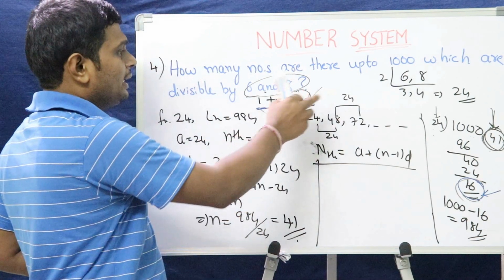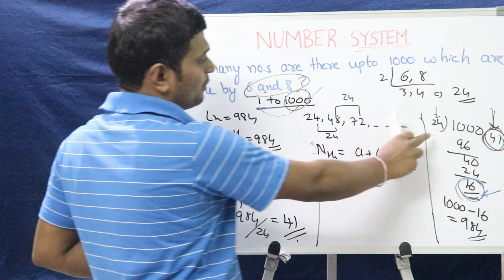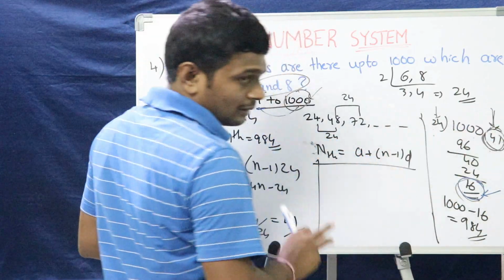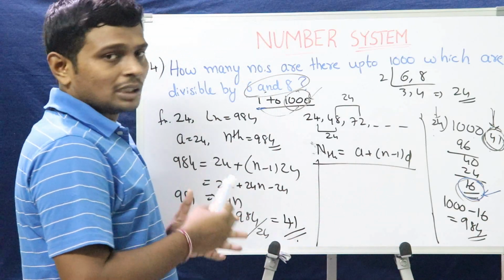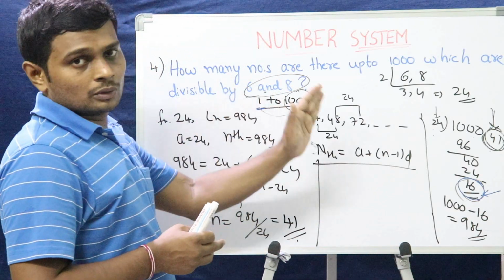How can we find out the answer quickly? We need to divide the last number by 24. Whatever the coefficient is, that is the answer. That is the fast way to solve that one. But this will be applicable only if we solve from 1 to that number.